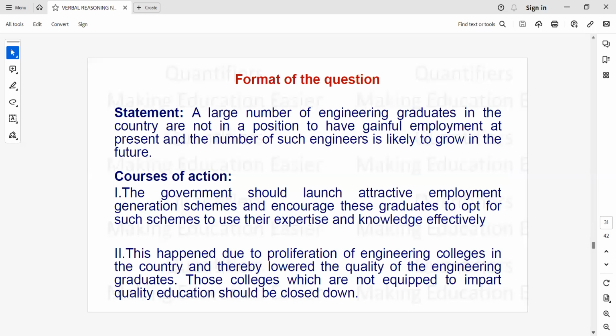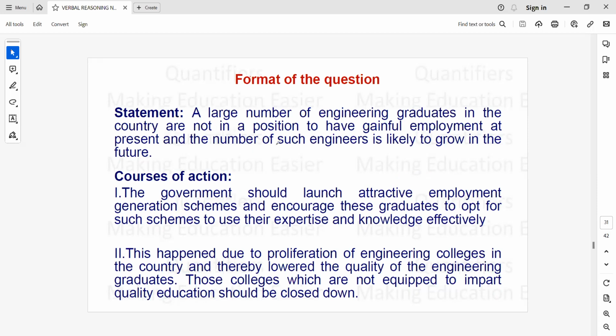Right? So this is how the question looks in the paper. Let's see. The options again remain the same. Course of action 1 is strong, course of action 2 is correct, and so on and so forth, right? So a large number of engineering graduates in the country are not in a position to have gainful employment at the present, and the number of such engineers is likely to grow in the future.